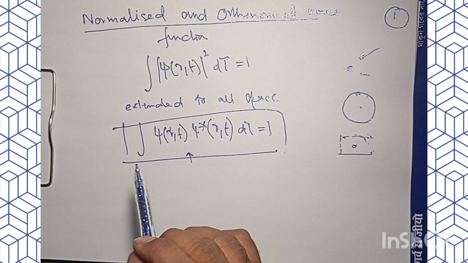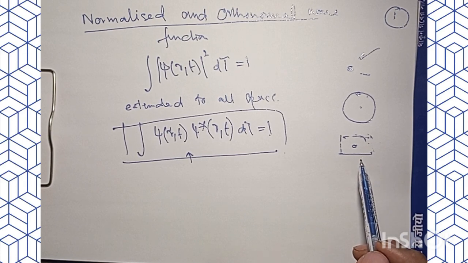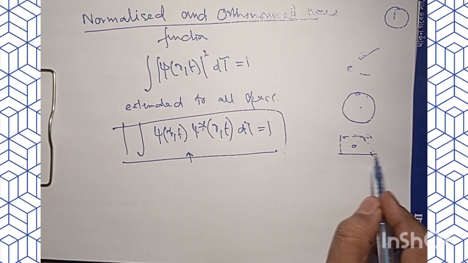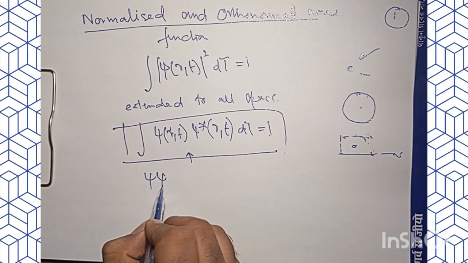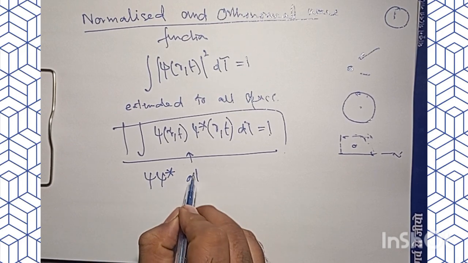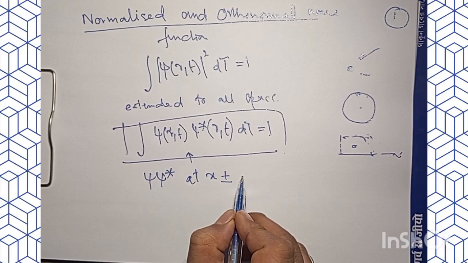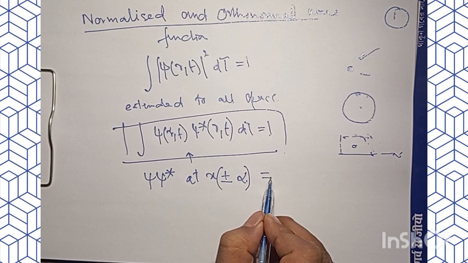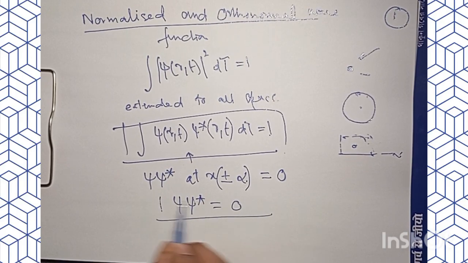Now, suppose the particle is bound to a limited region, as in the case of the particle in a one-dimensional box. Say, for example, the probability of finding this particle at infinity is 0. So this psi star psi that we call the probability density, at plus minus infinity, its value is 0.